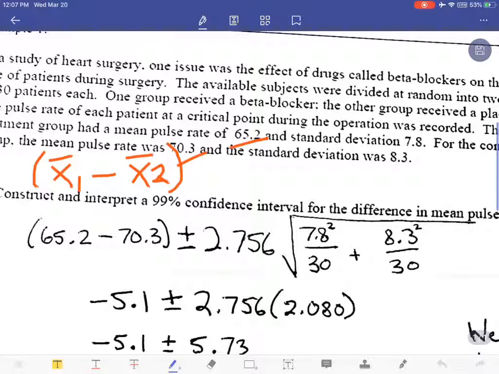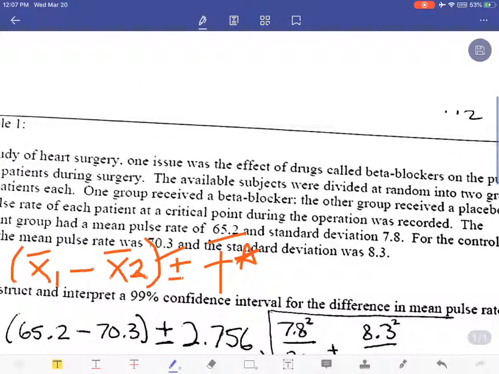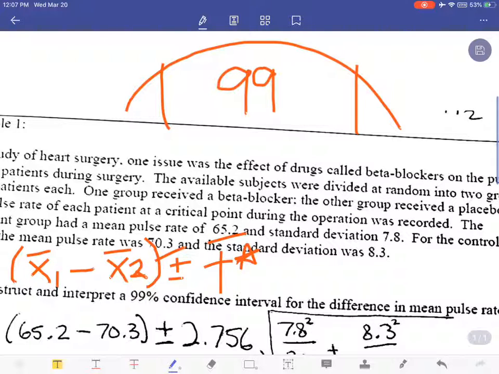Then we have our plus or minus our critical t-score. So again, let me move up here to show you guys this. When we're doing this, you want to think about your curve, and in the middle you have the percent of confidence. So we got 99%. That means that we have 0.5% left in the tails. So as a decimal, it's going to be 0.005.